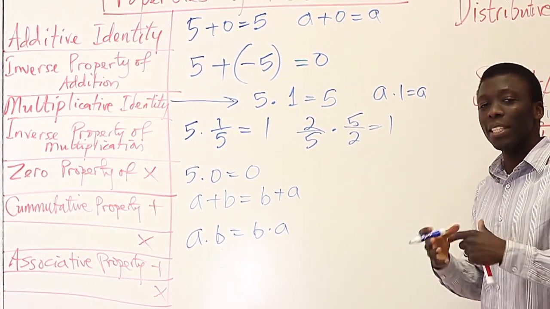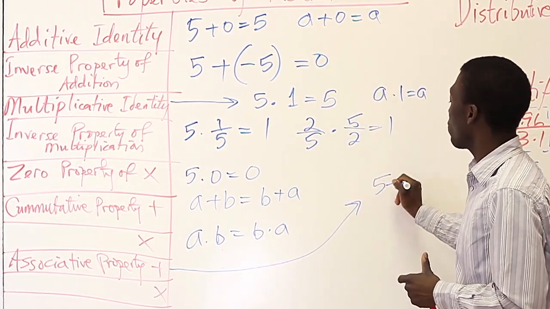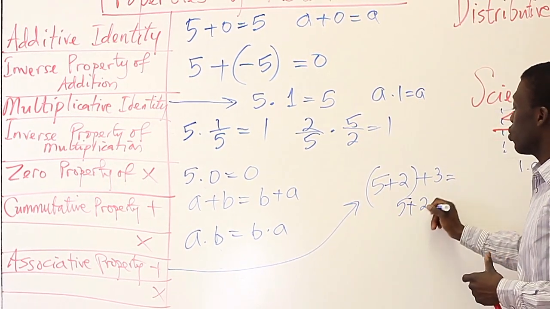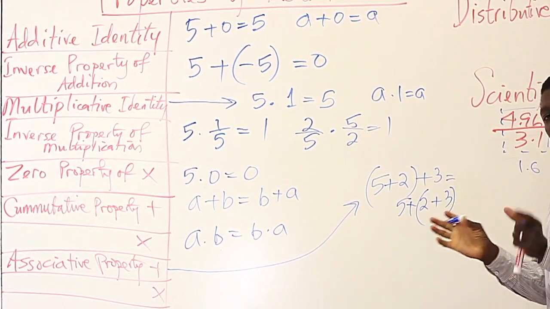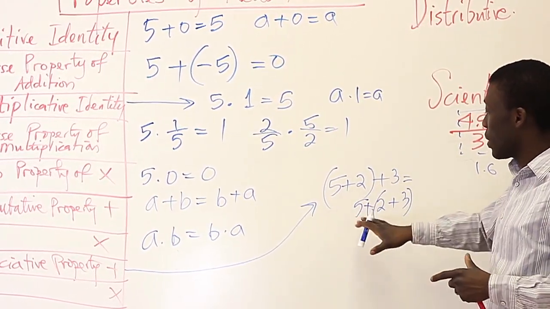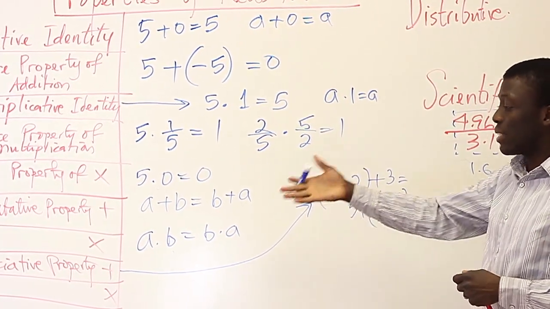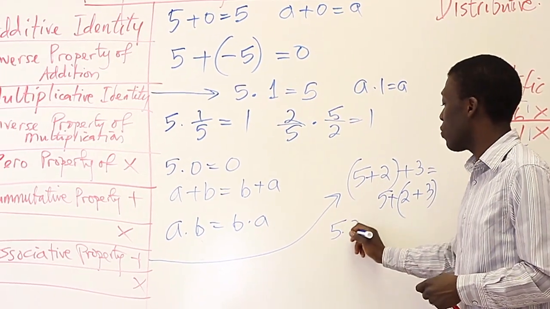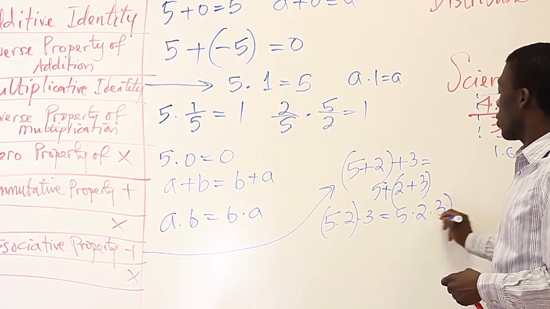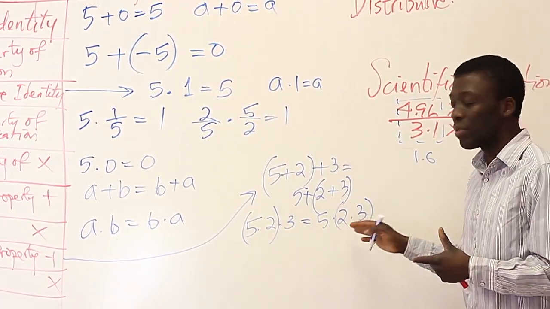The associative property is where you have the parentheses. So the associative property of addition, if you have (5 plus 2) plus 3, that would be the same thing as 5 plus (2 plus 3). Notice I moved the parentheses as I group them and how they are associated. 7 plus 3 is the same thing as 5 plus 5. The same principle applies for the associative property of multiplication. If I multiply those two first, I will still get the same answer. 10 times 3 is the same thing as 5 times 6.